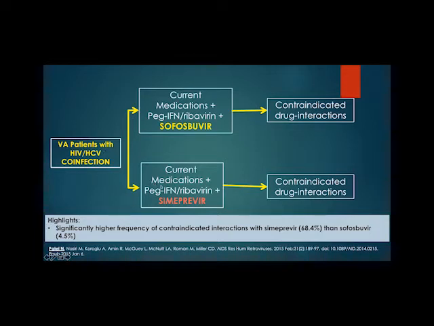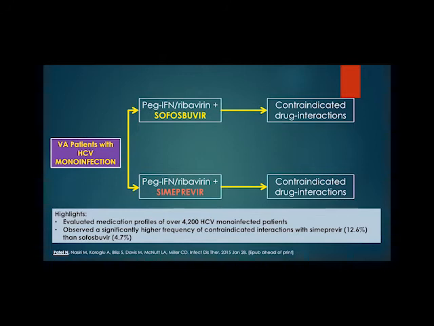But we know the co-infected population makes a very small proportion of the overall hepatitis C population. So I replicated the study in patients who were mono-infected. I tortured a lot of pharmacy students to collect over 4,000 medication profiles of hep C mono-infected patients and run them through these interaction checkers. And we observed a similar finding, which was a higher frequency of interactions with simeprevir versus sofosbuvir, although the absolute difference wasn't as dramatic.